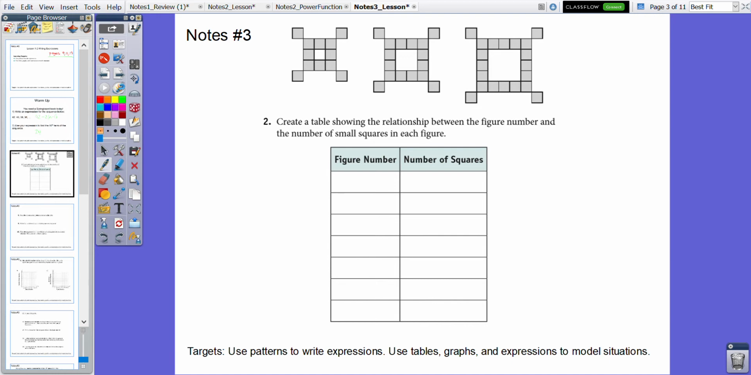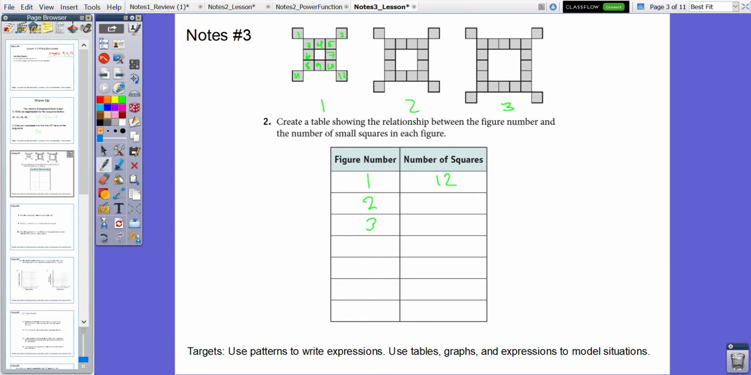We're going to skip over to number 2. So let's consider this right here. This is figure 1, this is figure 2, and the third image is obviously figure 3. Now we want to figure out the number of squares here. If we count these up, 1, 2, 3, 4, 5, 6, 7, 8, 9, 10, 11, 12. So the first figure has 12 squares.